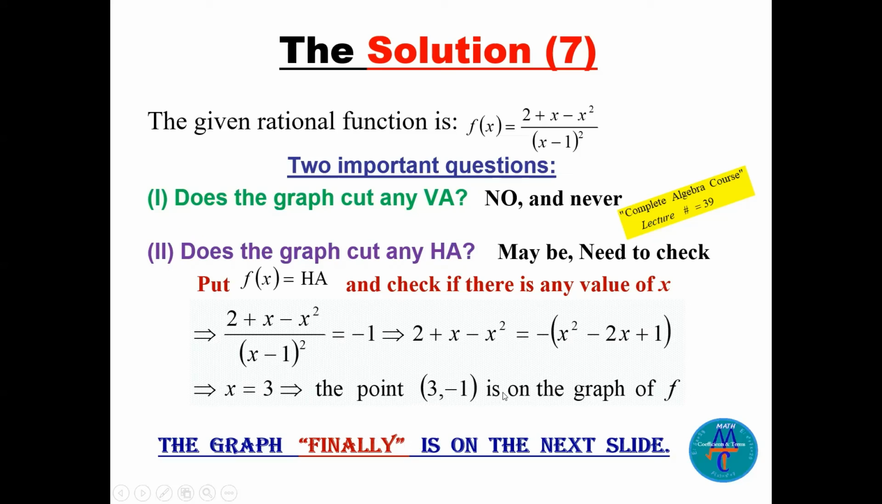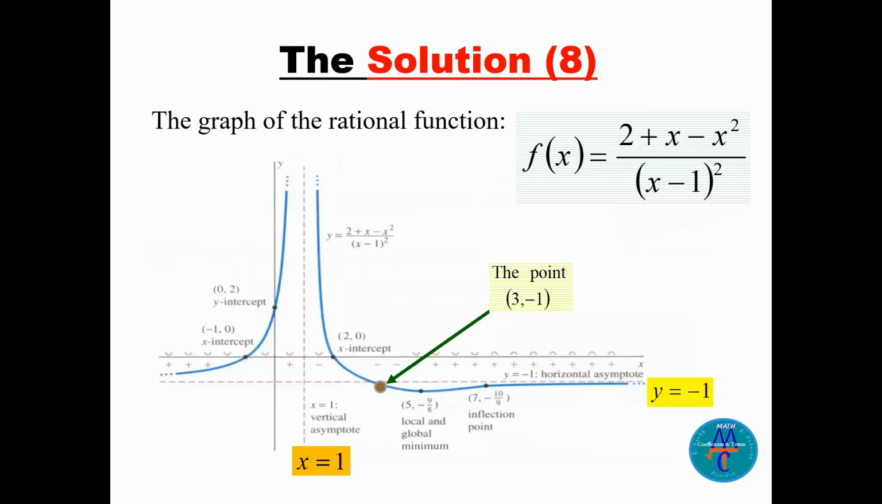Now, finally, let's see the graph on the next slide. This is the nice function, and this is the nice graph. You can put all the information we have done in the last 7-8 slides. See the vertical asymptote, you start there, x equals 1. The horizontal asymptote is y equals minus 1, below the x-axis. The x-intercept is there, (2, 0). Another x-intercept is (minus 1, 0). The y-intercept is here, (0, 2).